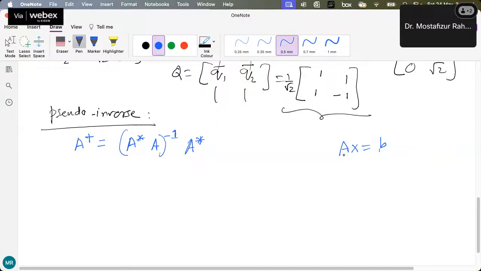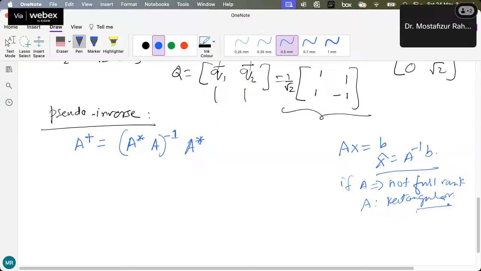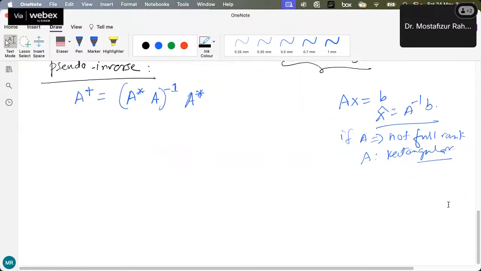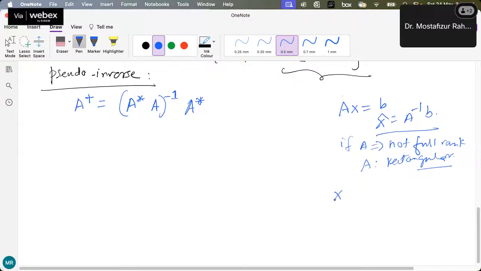So what are the difficulties? If A is full rank, fine, you can calculate X hat equals A inverse B. But if A is not full rank, or if A is simply a rectangular matrix, then we have to go for the least square solution, right? In that case, your X hat will be the pseudo inverse of A times B. This is the solution, right?